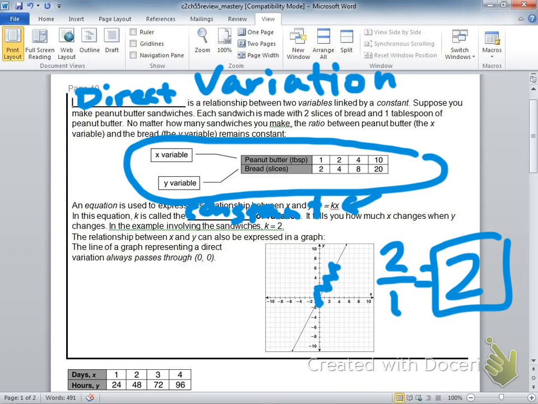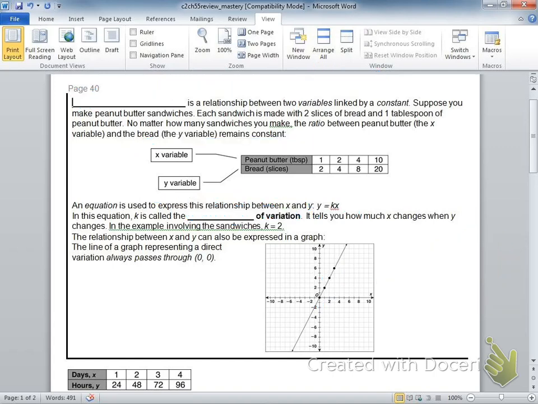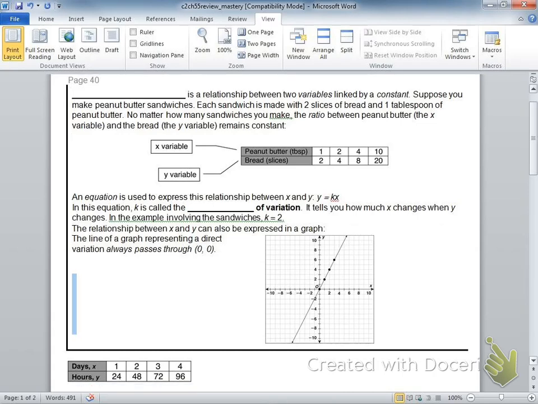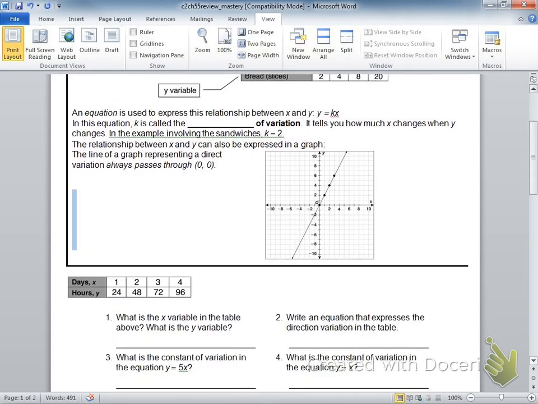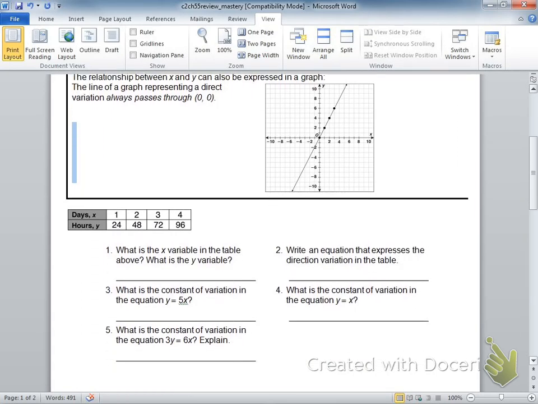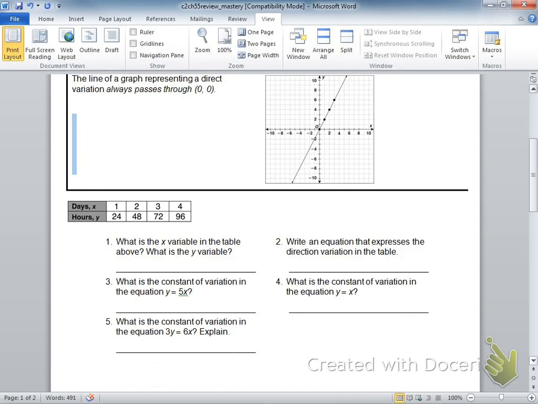Okay, let's scroll down to the bottom now. We have a chart at the bottom, and in the chart we have days and hours. What does the x variable mean above? Well, the x means days, and the y means hours. Excellent. Number 2, write an equation that expresses the direct variation in the table.